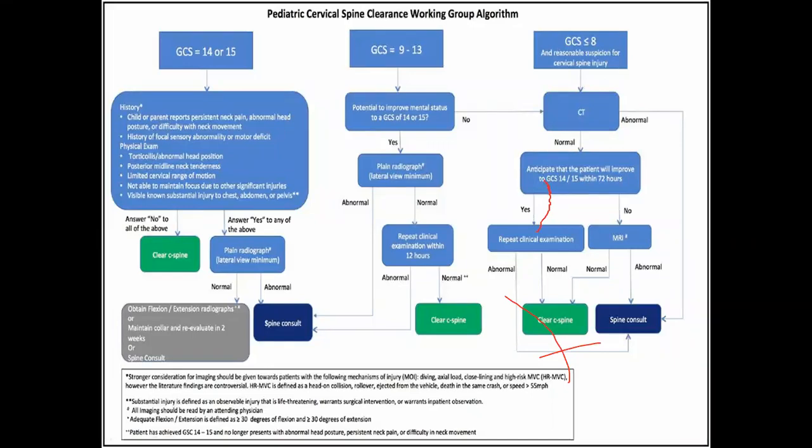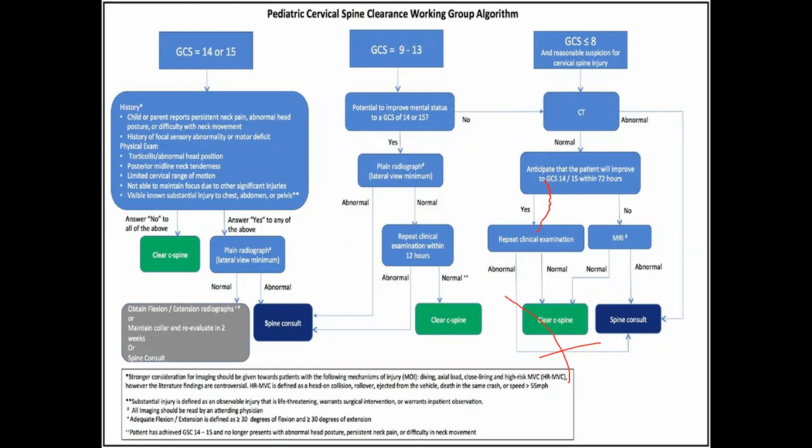Whether you want to take an X-ray or CT depends on your GCS. If GCS is persistently less than 8, you need to go for CT, no other option. But if the sensorium has improved, then you can go for an X-ray, and if the X-ray is normal, then you can clear the C-spine. Even if your plain X-ray is normal, if you are strongly suspecting an injury, you need to obtain a flexion-extension radiograph. Sometimes there is some mild laxity of the structures supporting the cervical spine.